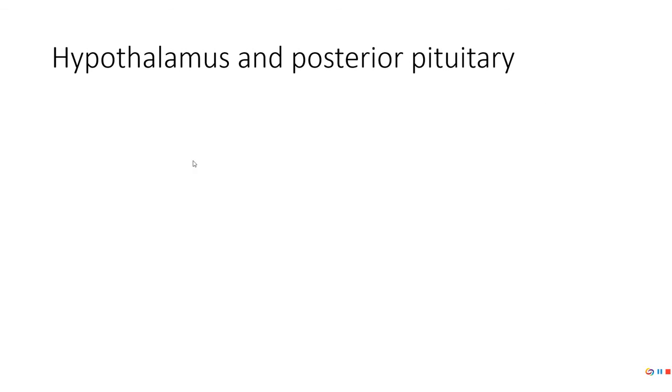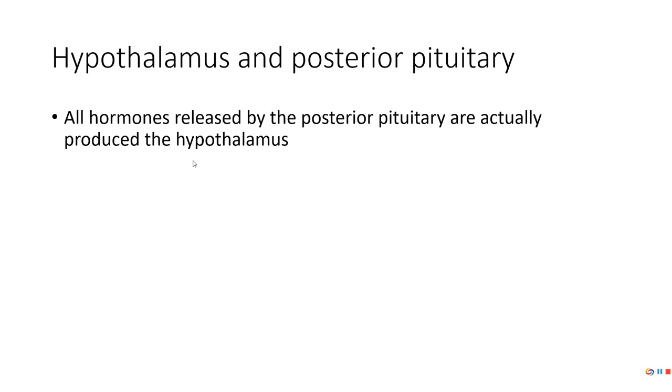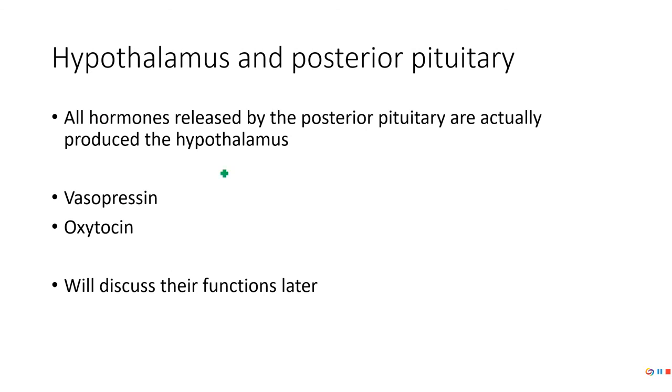And then, unlike the anterior pituitary, the posterior pituitary doesn't actually produce its own hormones. Instead, it's a storage site. Everything that the posterior pituitary stores is actually produced by the hypothalamus. There are 2 hormones, vasopressin and oxytocin. Again, we'll talk about their functions later. But I also want to make clear, as you read, you might see something called ADH. ADH and vasopressin are the same thing. ADH just stands for anti-diuretic hormone.